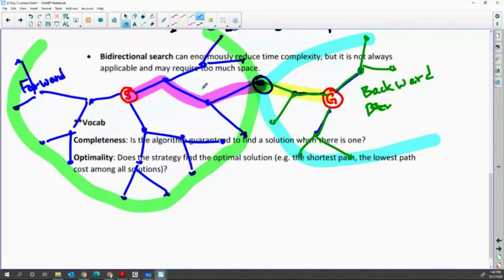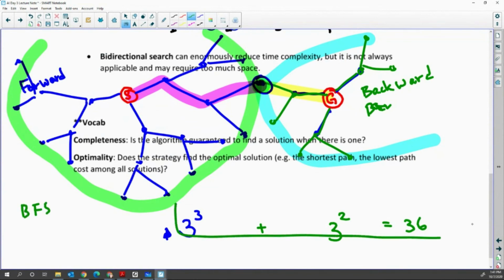So now it's time to analyze. I use the branch factor as 3. Then my depth was 1, 2, 3. So from the start, initial, I expand total 3 to the third. How about from the goal? Branch factor still 3. I expand only 2. So total I expanded 27 and 9. So what is that? 36 nodes. How about if I use just the BFS?